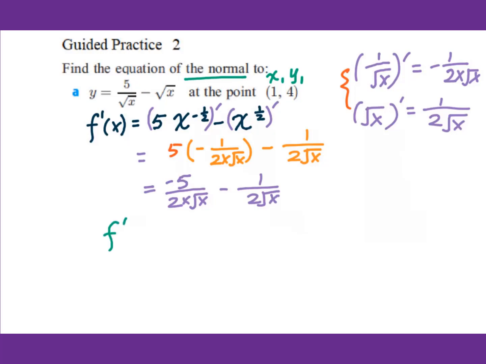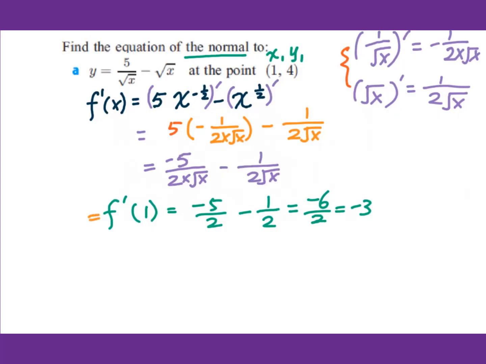Then we plug 1 into this derivative function. You will get negative 5 over 2 minus 1 over 2. Therefore, you get negative 6 over 2 equals negative 3. This will be the slope of the tangent line. We're looking for the slope of the normal line equals negative 1 over the slope of the tangent line. Therefore, you can get 1 over 3.